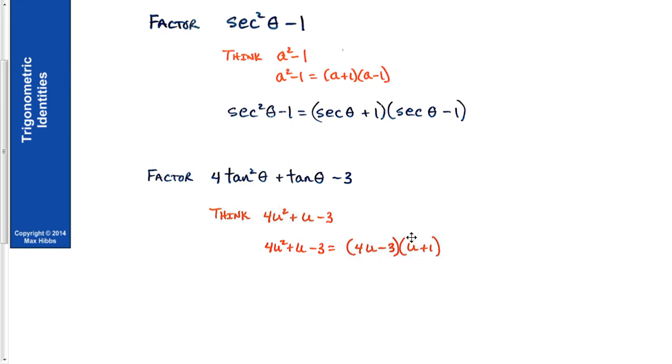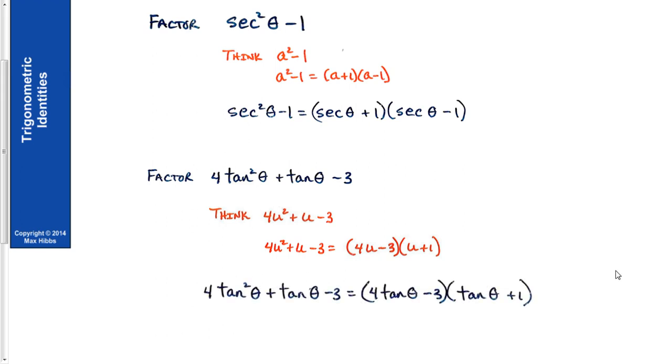See, 4u times u is 4u squared, negative 3 times 1 is negative 3, and 4u times 1 is 4u, and negative 3 times u is negative 3u. 4u minus 3u is just u. Okay, so if we think that way, then we ought to be able to factor the above. Instead of a u, we have tangent of theta, don't we? So we have 4 tangent theta minus 3 times tangent theta plus 1.